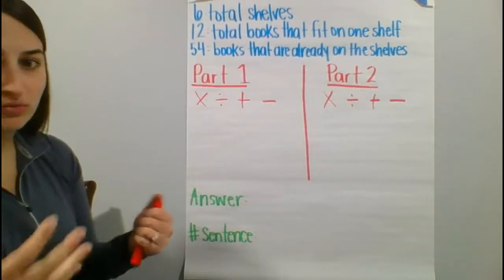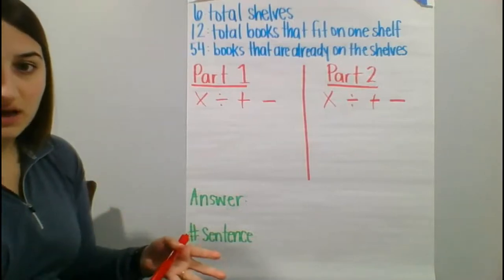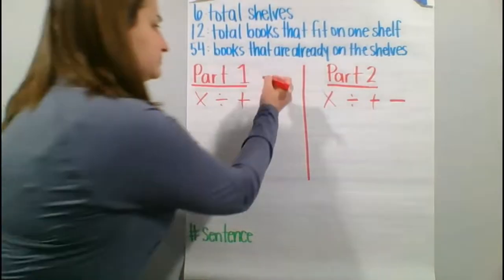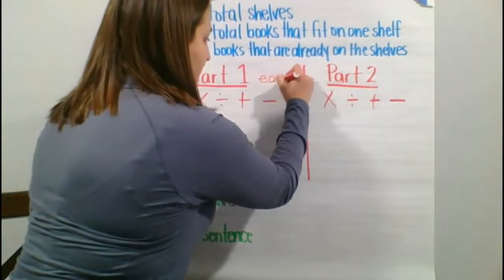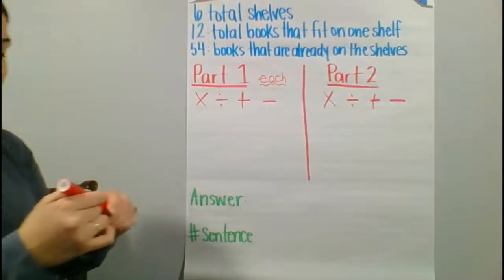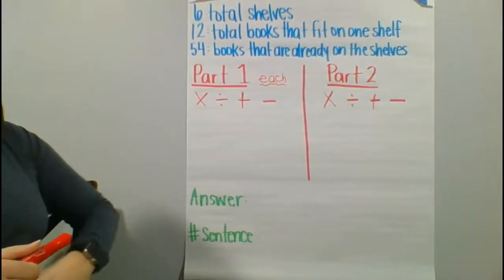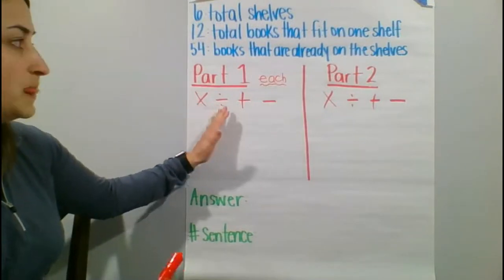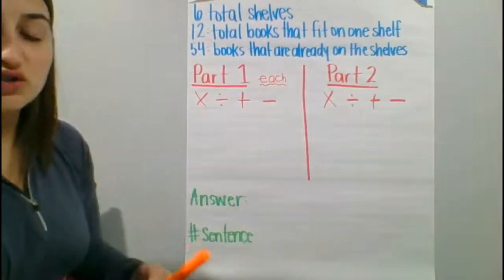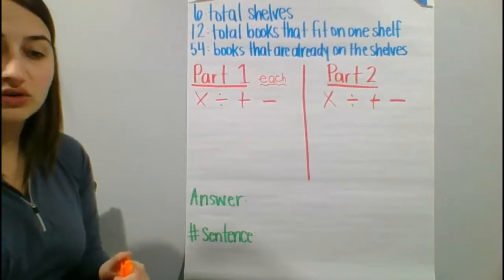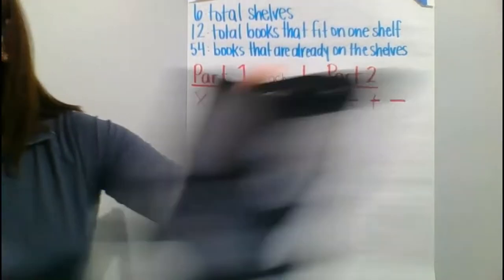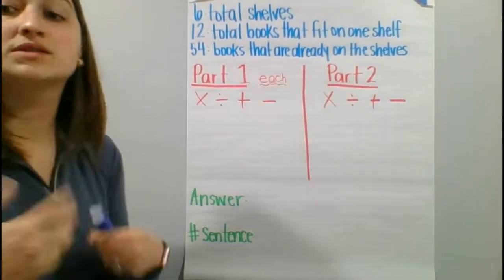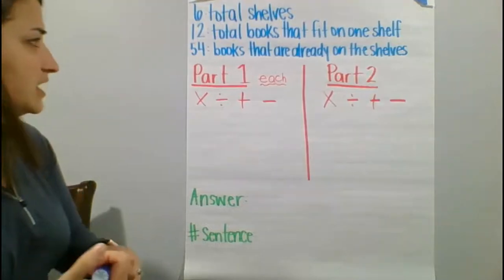So how many total books can we fit on all 6 of the shelves if 12 books fit on each shelf? That word "each" is really important for that first part. The word "each" identifies that we're going to be using either multiplication or division. So we want to ask ourselves, do we know the total number of books we can fit on the shelf? Is that number going to get larger than 54 or smaller than 54?